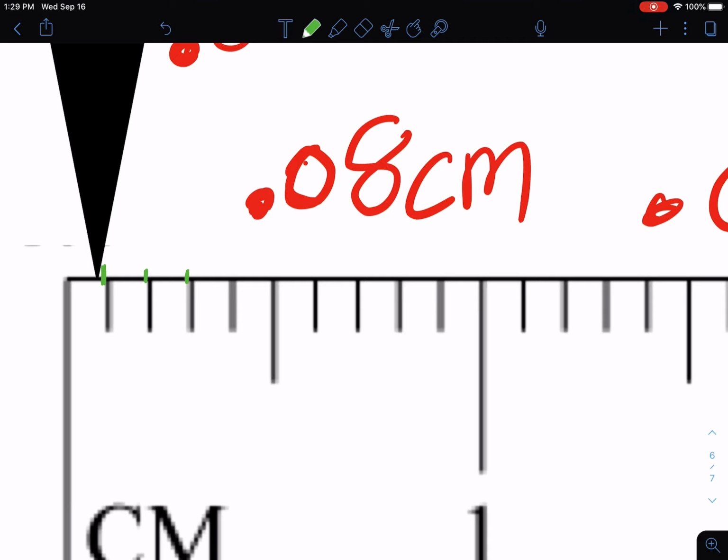Or if I say 0.11, 0.21, when I say that 1, they're pretty darn close to the first line.